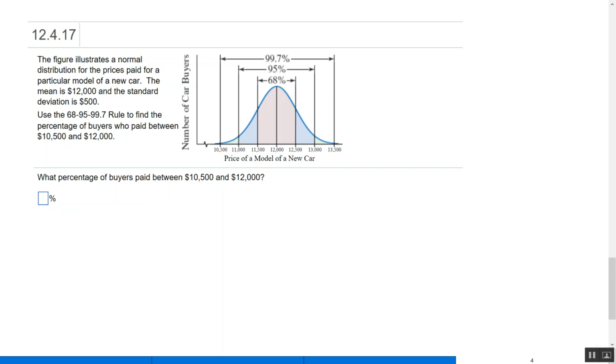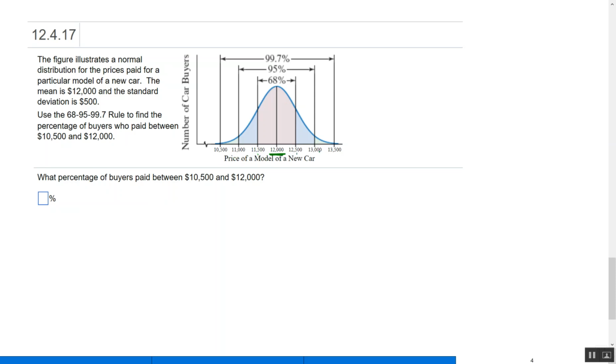Okay. In this particular example, we are given the data. It's already written out for us. Remember that you would always put the mean right here in the middle, and then you add one standard deviation and subtract one standard deviation. That's why you add 500 and subtract 500 to get the next two.